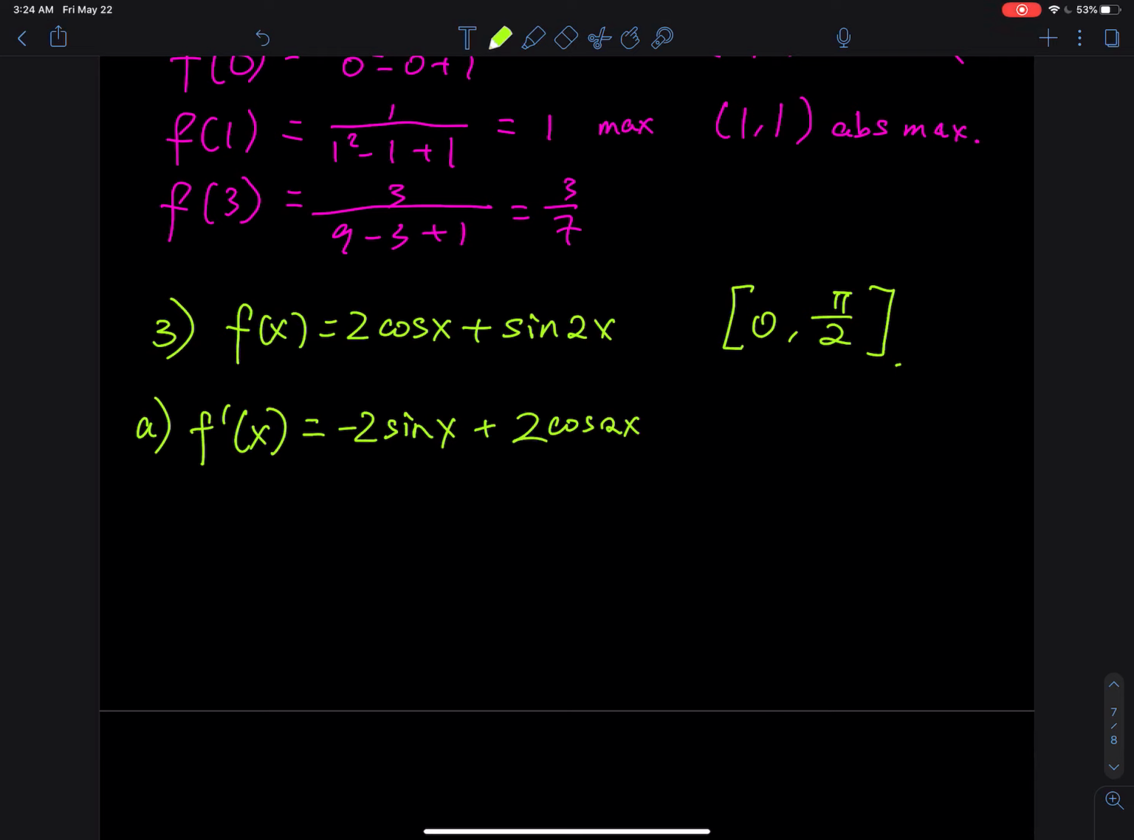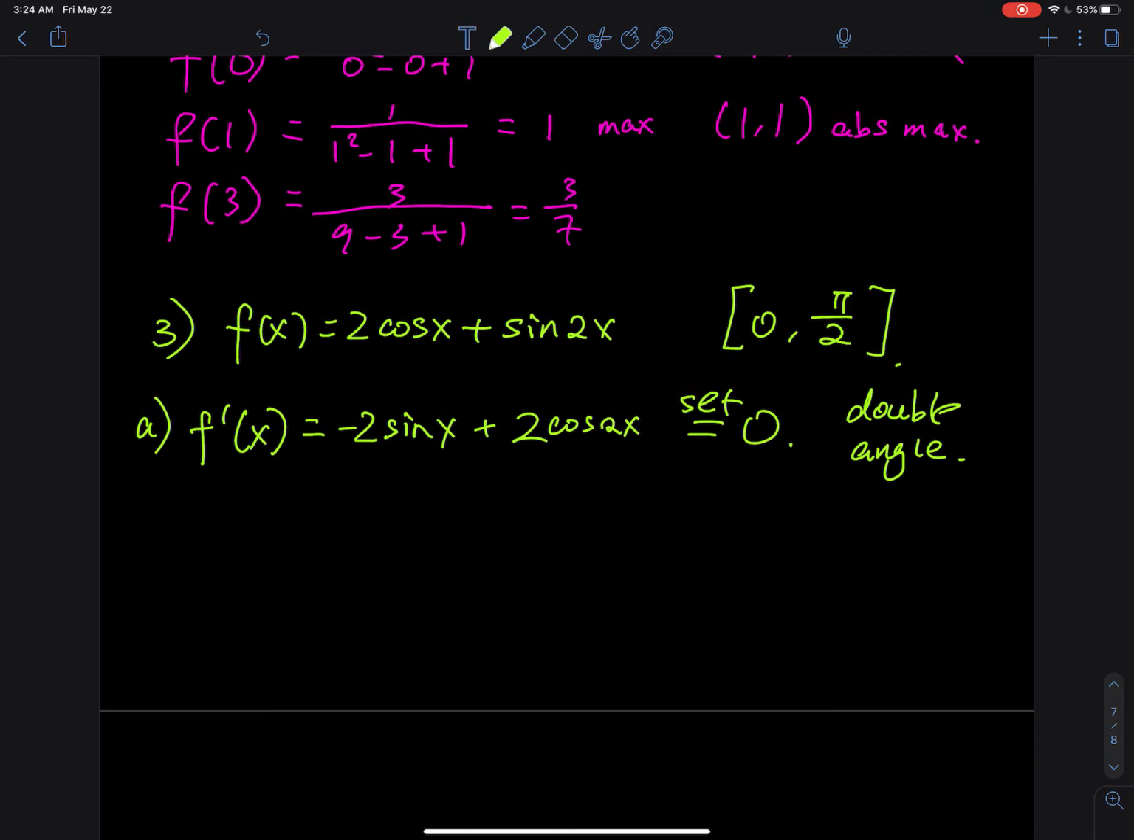Okay? And then we have to set this equal to 0 and solve for x. We have a cosine 2x and a sine x. In order to solve for 0, either you work with sine only or you work with cosine only. So since there is a cosine 2x, I can use a double angle formula of cosine to get this in terms of sine.